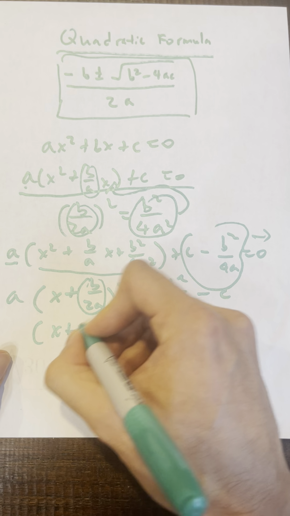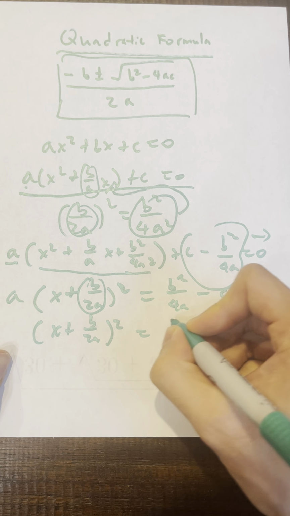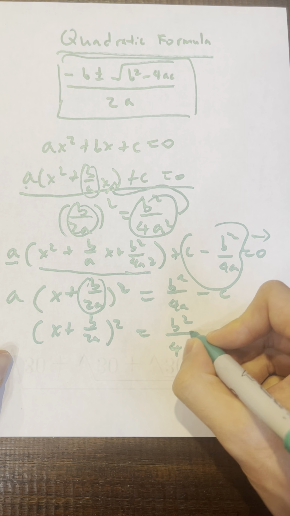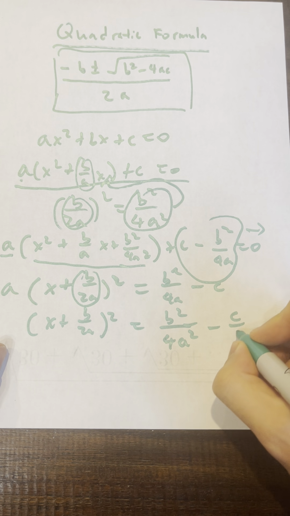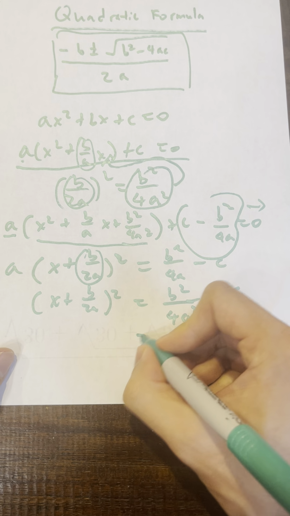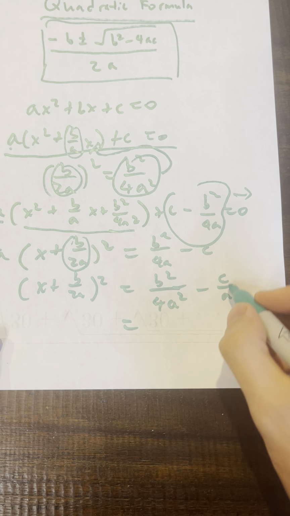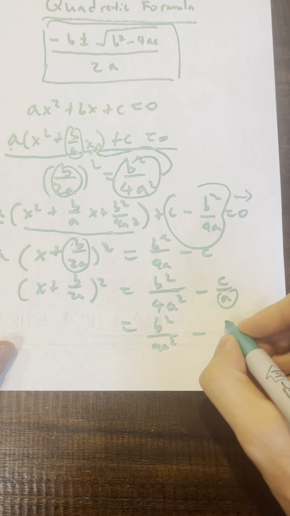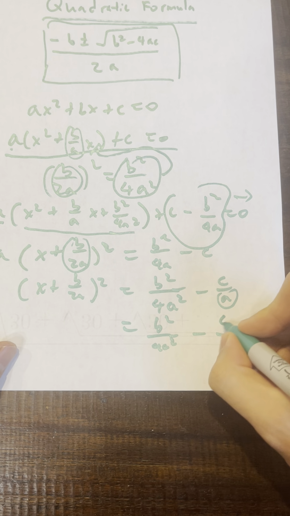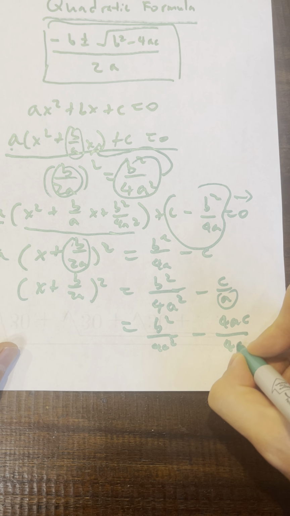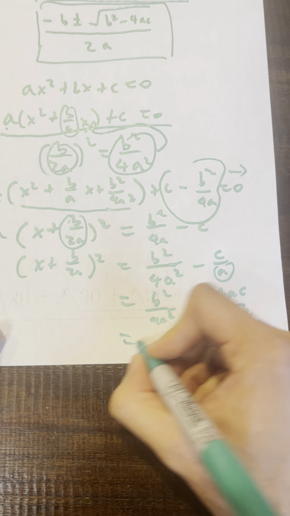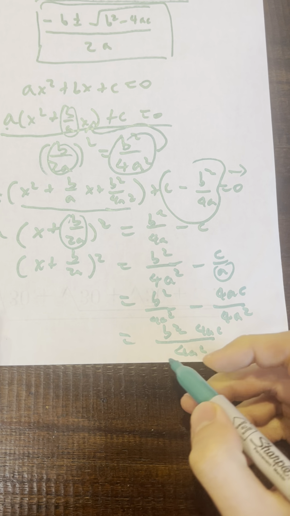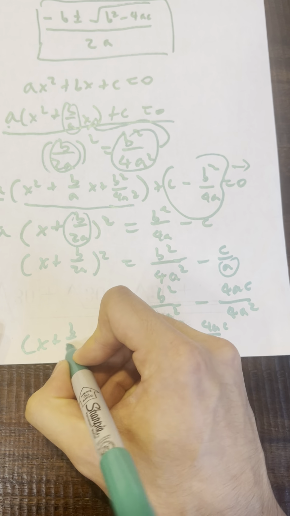So this turns into x plus b over 2a, squared, is equal to b squared over, so I just include an extra a in the denominator, so it turns into a squared, and then I divide c over a. Okay, and then I'm going to get a common denominator here. So I need to change this denominator to 4a squared. So I need to multiply both the numerator and the denominator by 4a. And then I'm going to combine these two. So it's b squared minus 4ac over 4a squared. Okay, and don't forget this.